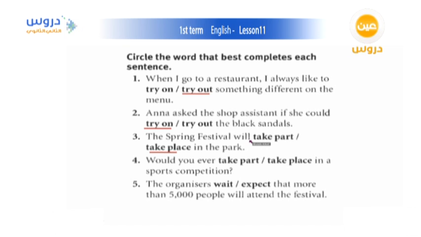Ryan says it's take part now. Yes, Wafa, that's right. It's to take part in a sports competition. Okay, yes, Yazan. Number 5: the organizers wait or expect that more than 5,000 people will attend the festival. What do you think? Now it's clear. Now the meaning is different. There's a big difference between wait and expect.